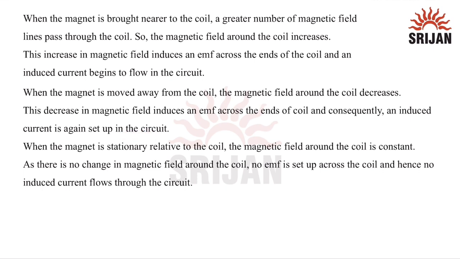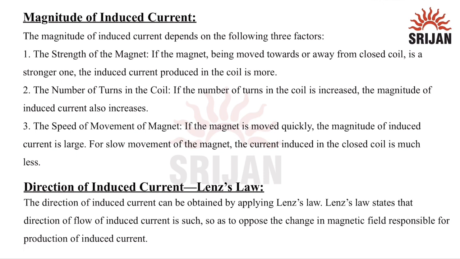Now when the magnet is stationary relative to the coil, the magnetic field around the coil is constant. As there is no change in the magnetic field around the coil, no EMF is set up across the coil and hence no induced current flows through the circuit. Now, what is the magnitude of the induced current? The magnitude of the induced current depends on the following three factors. First is the strength of the magnet. If the magnet being moved towards or away from the closed coil is a stronger one, the induced current produced in the coil will be more.